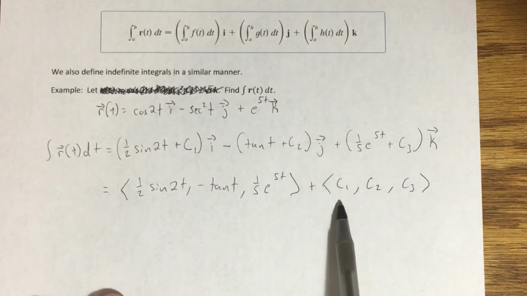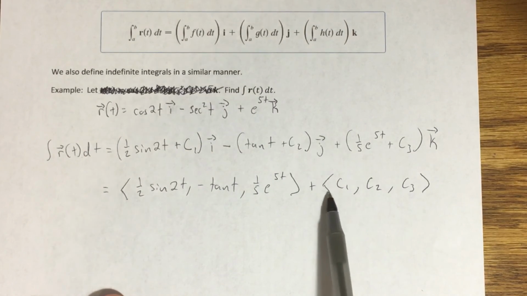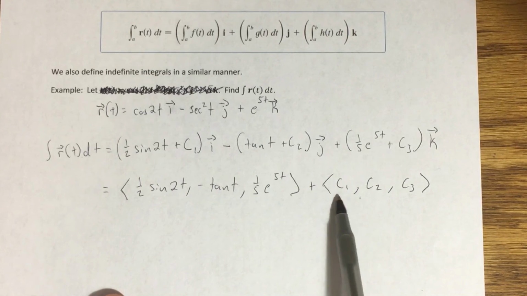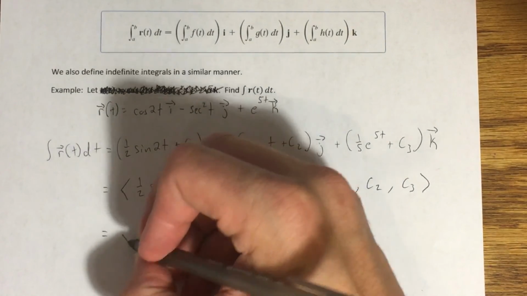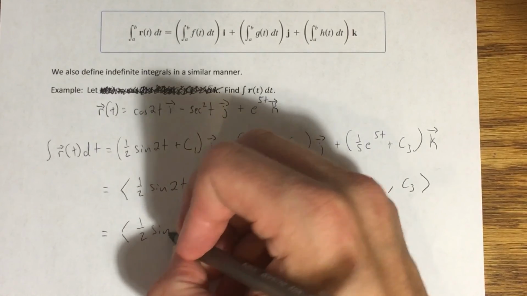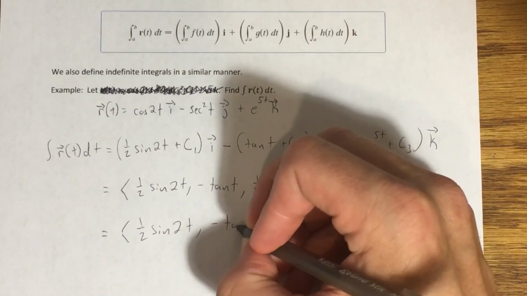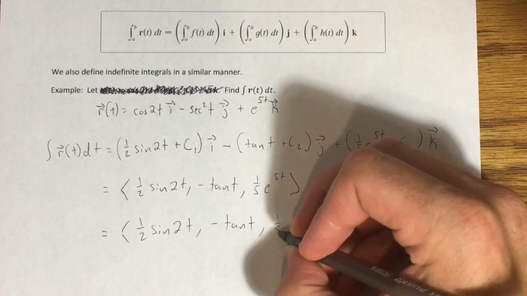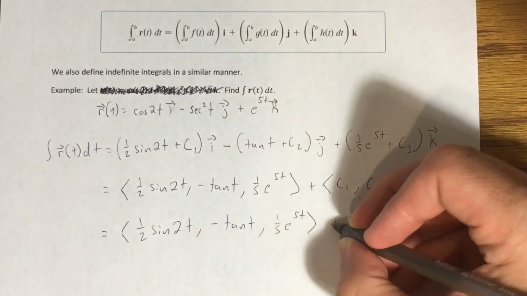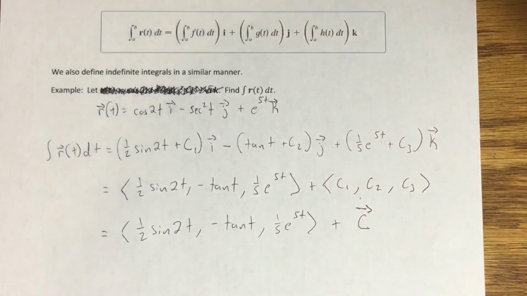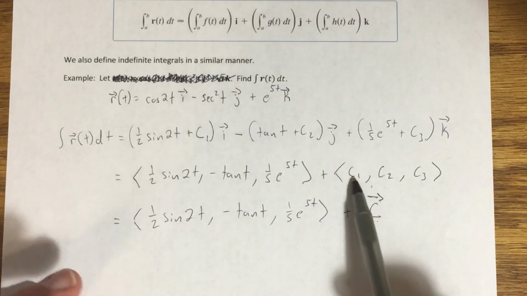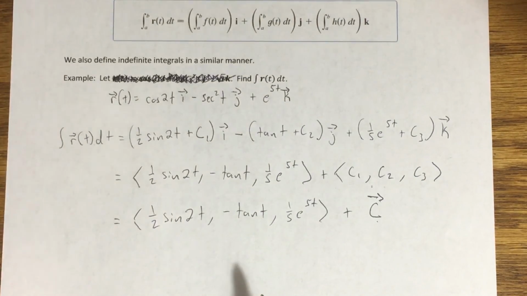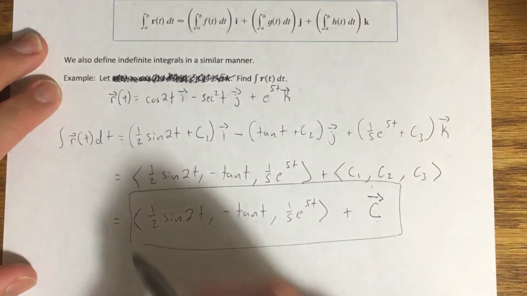Now remember, each one of these is a constant. So I can think of this whole thing as a constant vector. And it would be easier to use a notation that just encapsulates all of this with one symbol. So really, it's much easier to just write this, 1/2 sine of 2t, negative tangent of t, 1/5 e to the 5t, and then call this whole thing just c, but use the arrow notation to indicate that it's a vector, not just a scalar. It is a constant vector, however, each component is a constant. So this is a better way to write our answer.